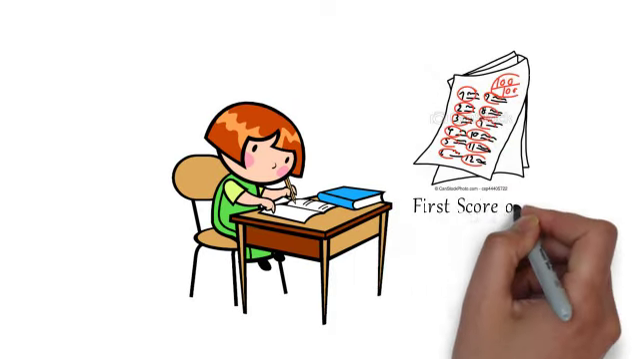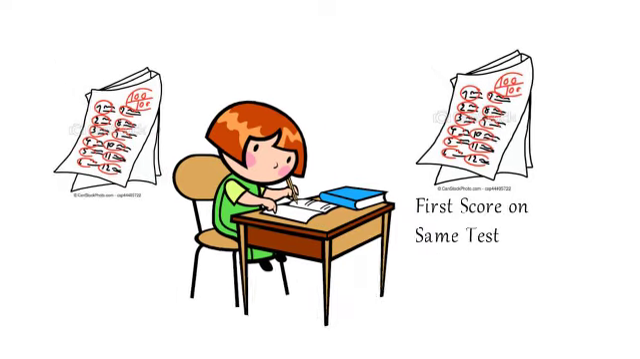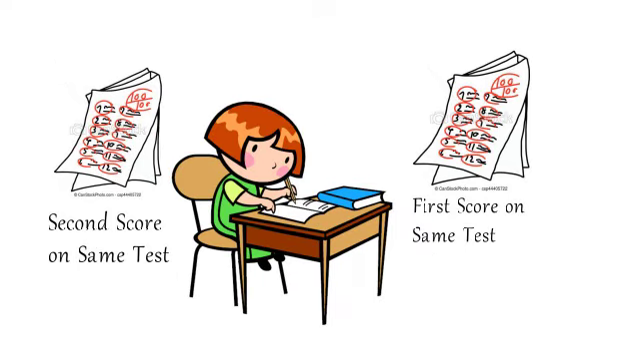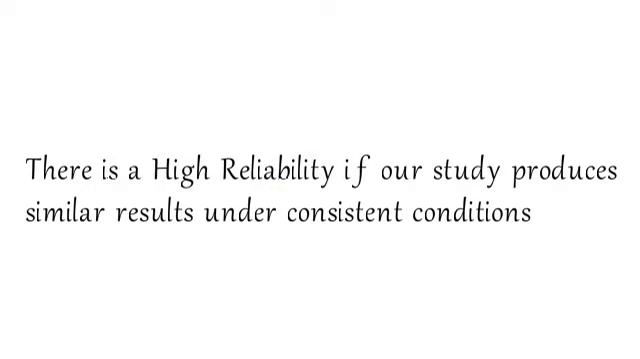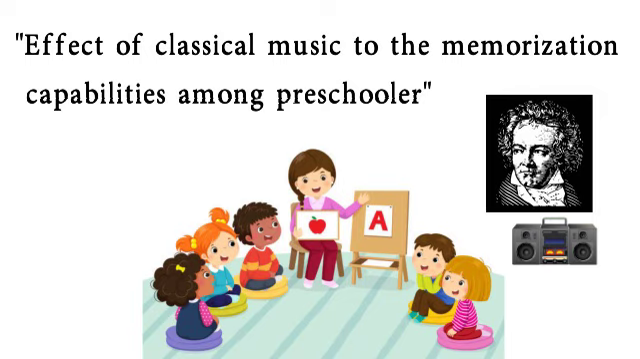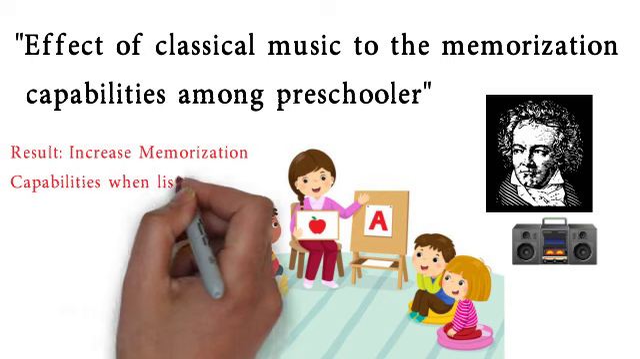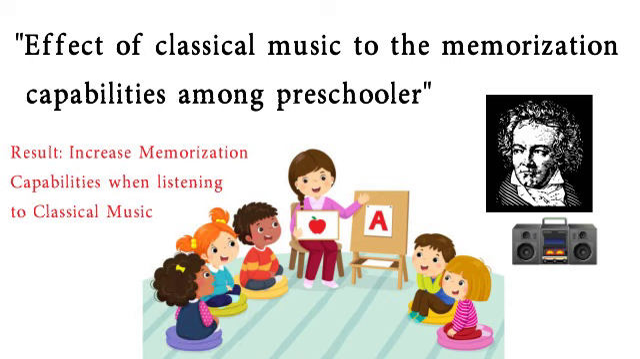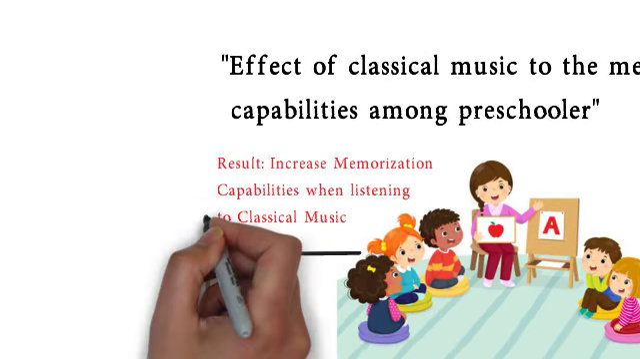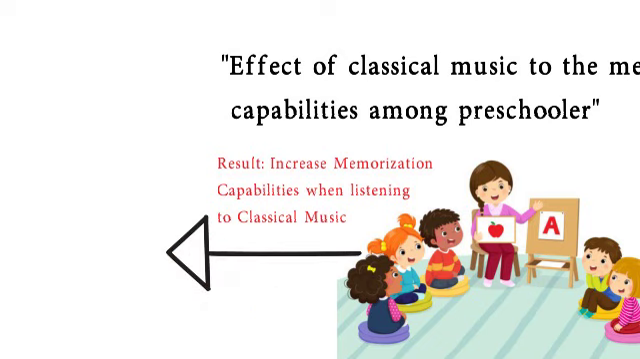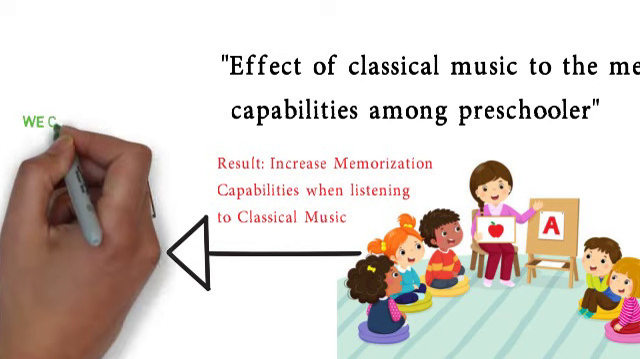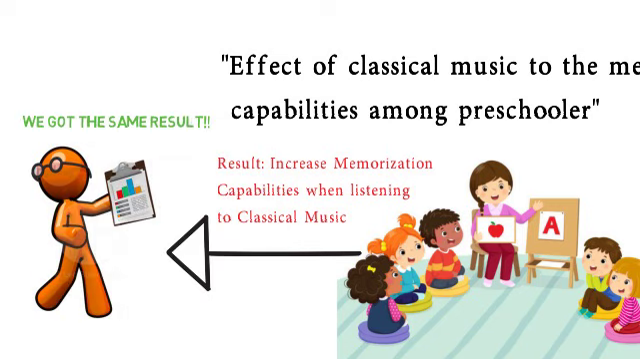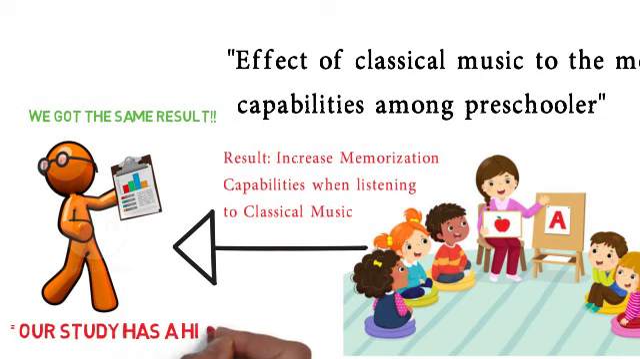Now, in terms of study, masasabi natin na mataas ang reliability ng study natin kapag our study produces similar results under consistent conditions. For example, sa study natin tungkol sa effect of classical music to the memorization among preschoolers, kunwari ang result natin ay mas mataas ang memorization ng preschoolers nung nakikinig sila ng classical music. And kapag may nag-adapt ng study natin under the same condition and population, dapat parehas kayo na makukuha na result. And kapag parehas ang result nyo, you may now say na mataas ang reliability ng study mo.